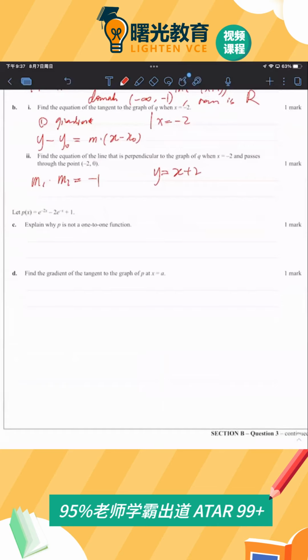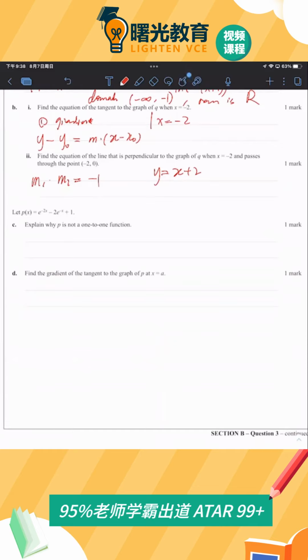We raised a new equation: P(x) equals exponential of -2x minus 2 times exponential of -x, and then plus 1. Now, first, explain why P is not a 1-to-1 function. The question is just giving you 1 mark, so directly provide the reason. You don't have to provide the detailed calculations, verifications, or graph. Nothing else, just the 1 mark.